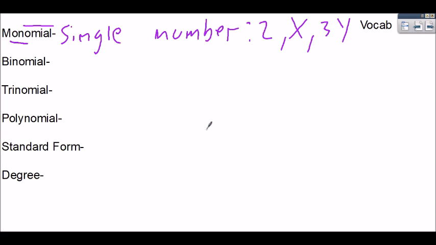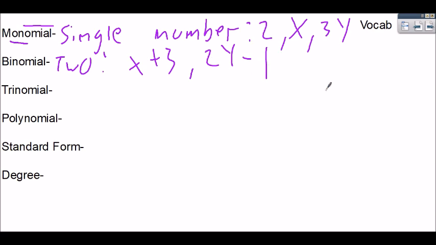So binomial means two numbers. An example of that is x plus 3. So we don't know what x is, and we know what 3 is, but they can't combine yet. So they are two different numbers at this point. Another example could be 2y minus 1. So this will reduce to a single number, and this is the second number, so 2.